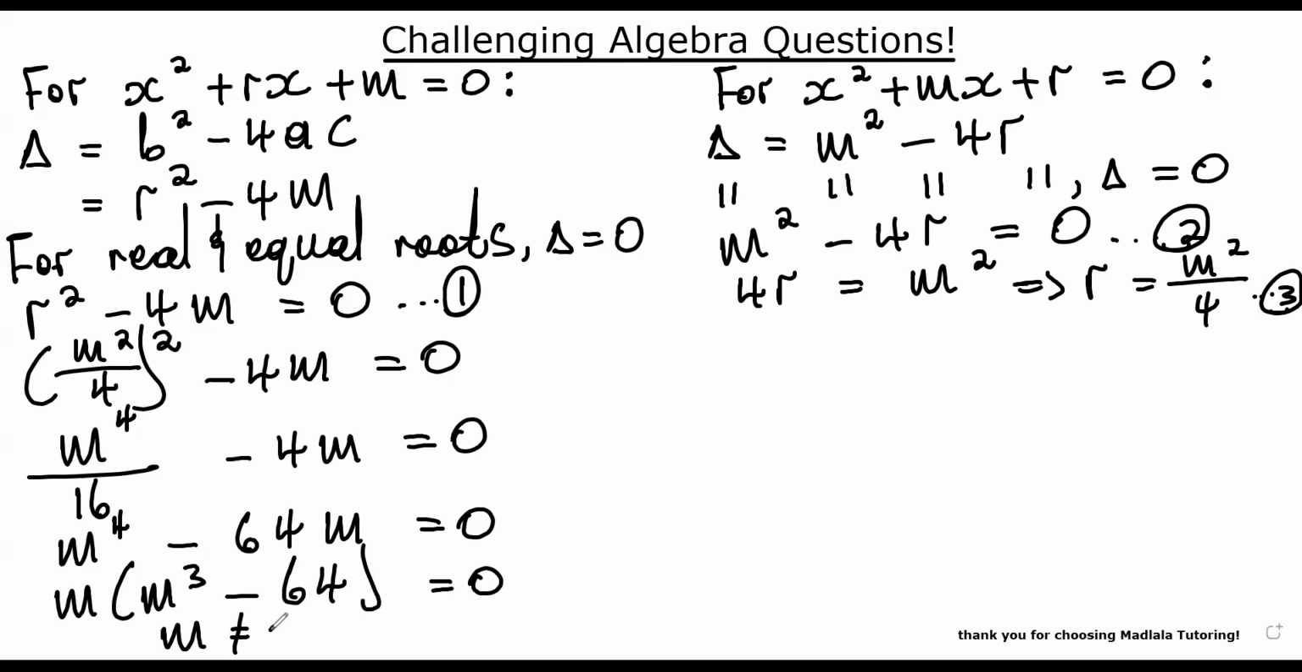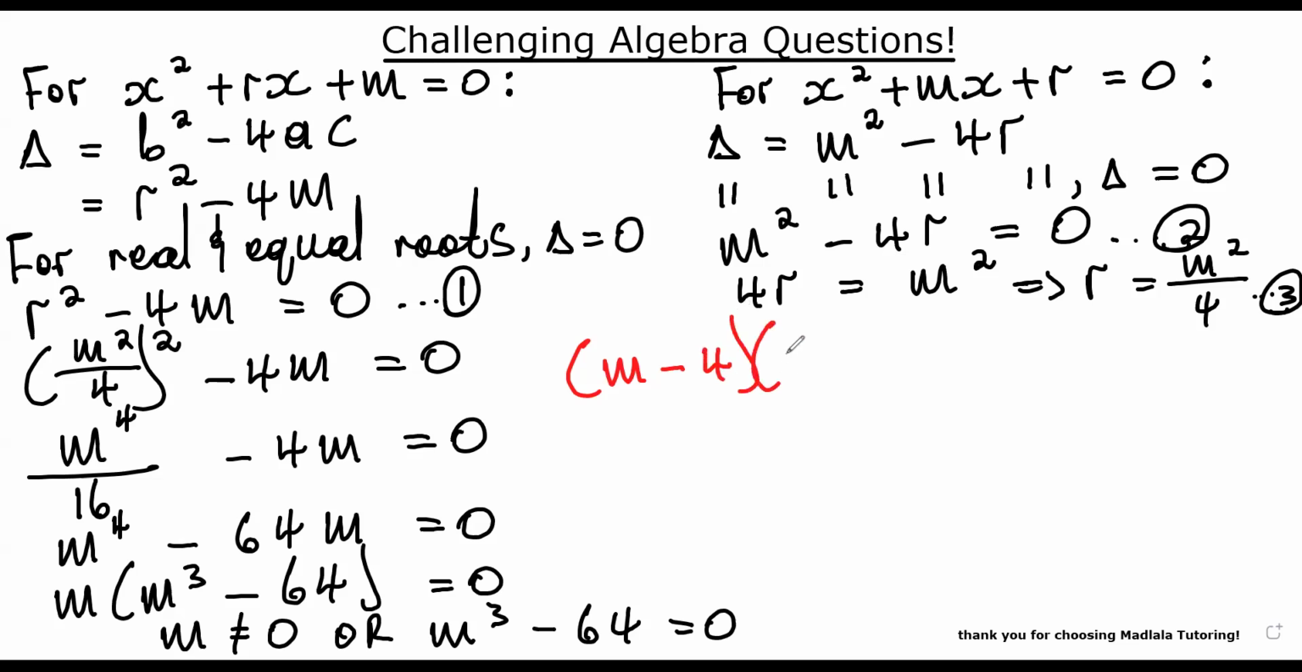So we are supposed to have m which is equal to 0, but it can't be, right? Or we have m cubed minus 64, which is equal to 0. And if you look at this one carefully, you can see that you have the difference of 2 cubes, right? So for this one, you can choose to say, well, I'm going to factorize this as follows. Yeah, you can do that. You're allowed to do that, okay?